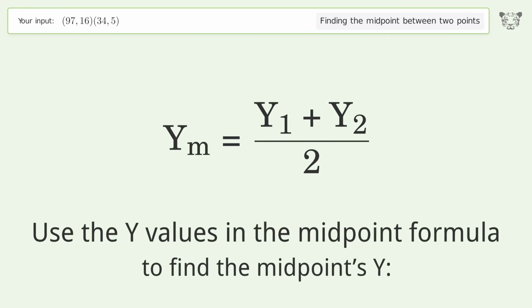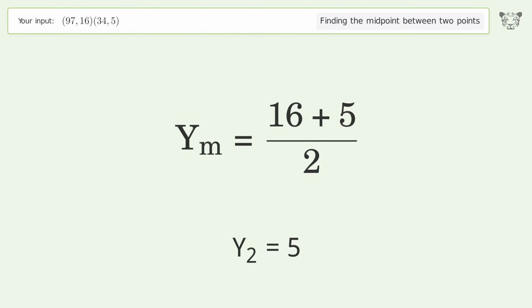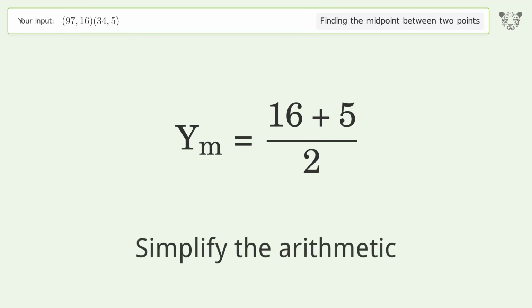Use the y values in the midpoint formula to find the midpoint's y. y1 equals 16. y2 equals 5. Simplify the arithmetic.